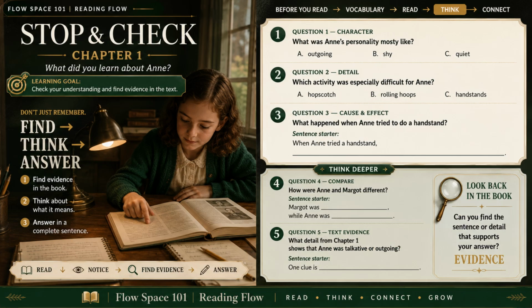Welcome back. Now let's check what you understood from chapter 1. But remember our reading flow strategy. Find, think, answer. Don't just guess from memory. Go back to the book and find evidence.